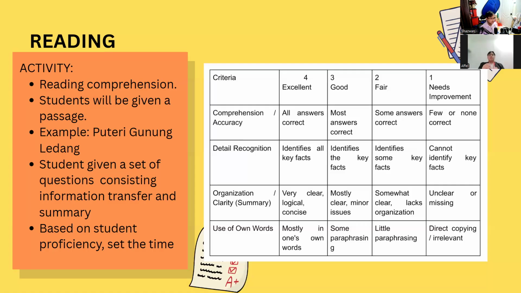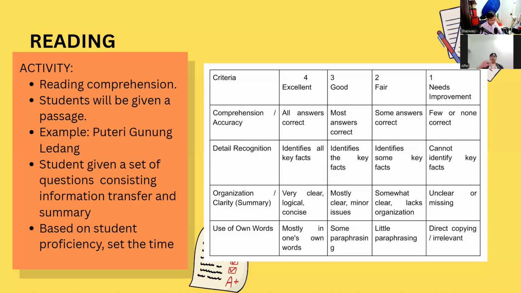Okay, forget about why I chose this rubric. First of all, when it comes to reading, comprehending the main idea of the passage is one of the most important things. If you don't understand the story, what is the purpose of reading the story itself? And also recognizing all of the details in the story.